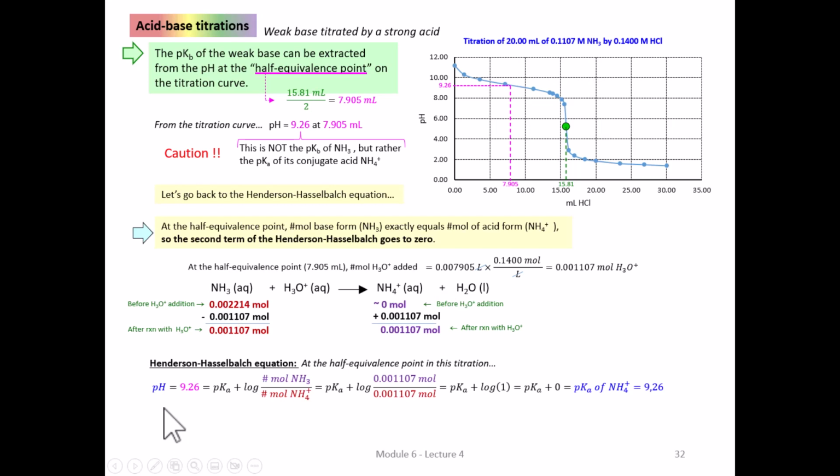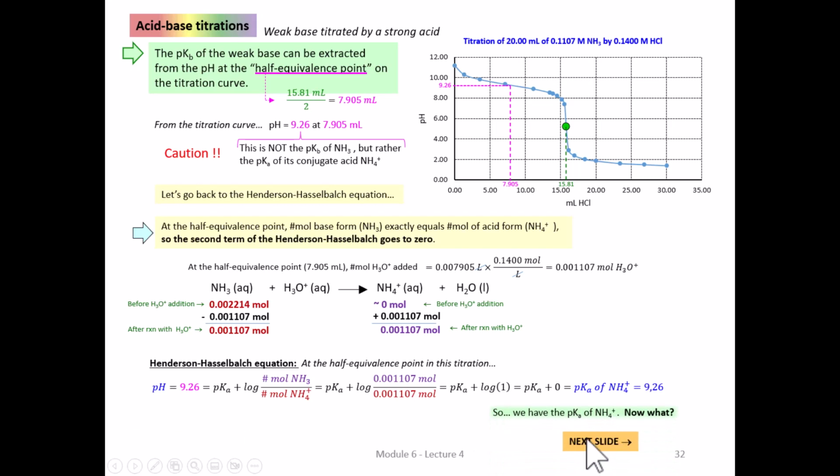Now the pH at this point is 9.26, and we say it's equal to the pKa plus the log of the moles of ammonia over ammonium ion. That log term cancels out because we'd have log of 1, or 0. So the pH, which we know is 9.26, is simply equal to the pKa, and it's the pKa of the ammonium ion, 9.26. Looks like I have a comma here, should be a decimal point.